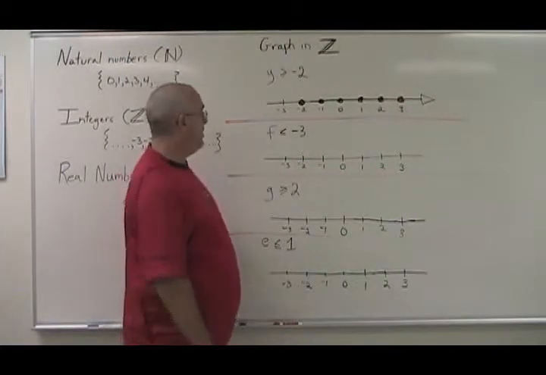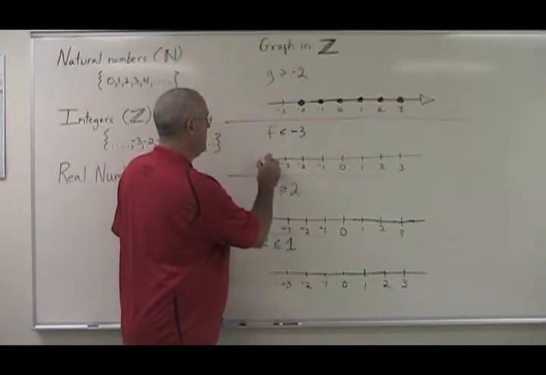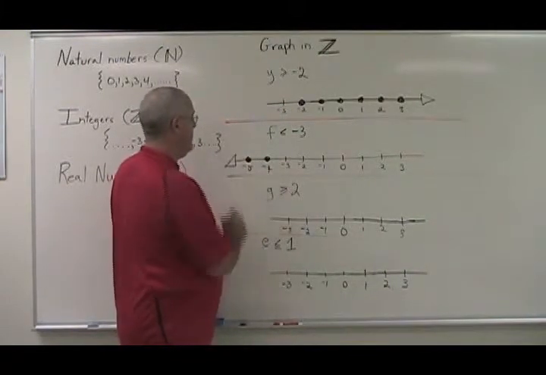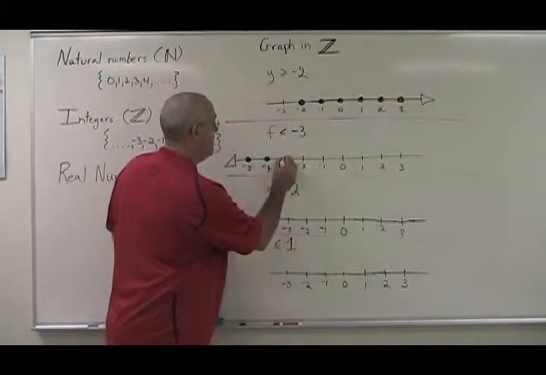F is less than or equal to negative 3. Negative 4 is less than or equal to negative 3. Negative 5 is less than or equal to negative 3, and it will go on forever in the negative direction. Negative 3 is equal to negative 3, so it's part of the answer too.